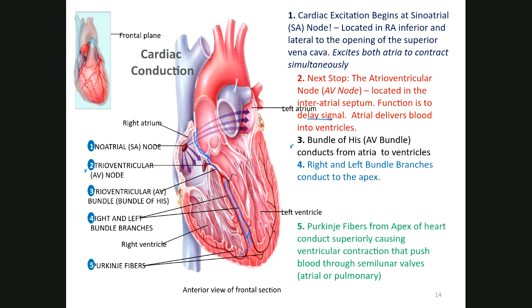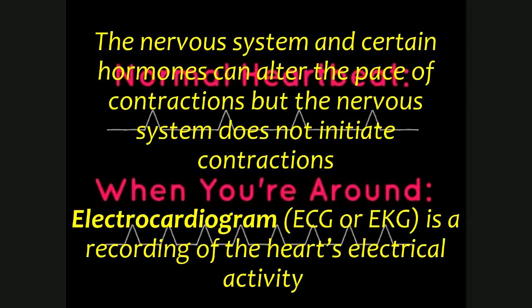the contraction of both right and left ventricles, pushing that blood out of the pulmonary semilunar valve and the aortic semilunar valve. So it's important to note that the nervous system and hormones can alter the pace of contractions, but the initiation of the contraction is in the SA node.